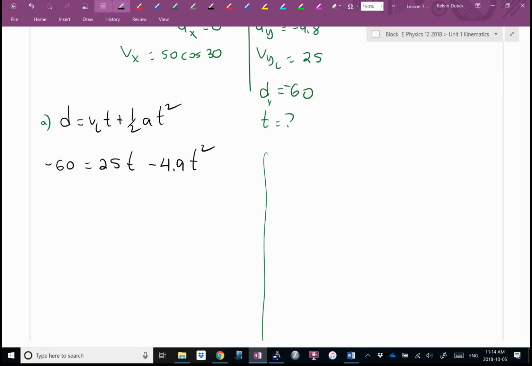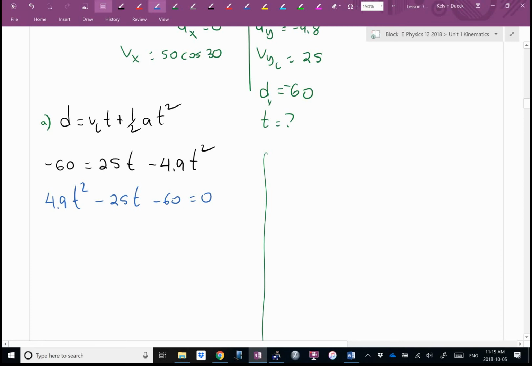Now, look up. The easiest way to make this equal to zero would be to plus the 60 over, but now here's one of Mr. Dueck's quirks. I have learned, after having solved thousands of quadratics in my lifetime, I'm far more likely to make a dumb mistake if the quadratic term is negative. So I have developed the habit of, whenever possible, plussing the quadratic term to the other side, and then I'll minus the 25t to the other side, because if I can make this positive, I make fewer dumb mistakes. So I'm going to write it as this: 4.9t squared minus 25t minus 60 equals 0.